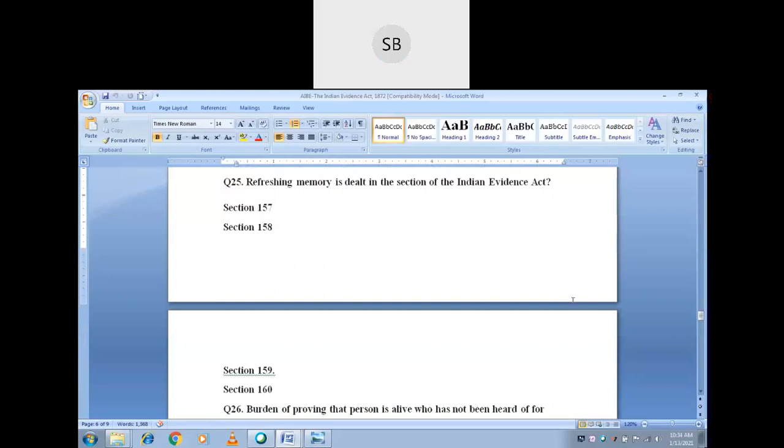What is meant by refreshing memory is a subsidiary question. On the screen which I mentioned, which section deals with it? The answer is Section 159, which deals with refreshing memory. But what is refreshing memory?